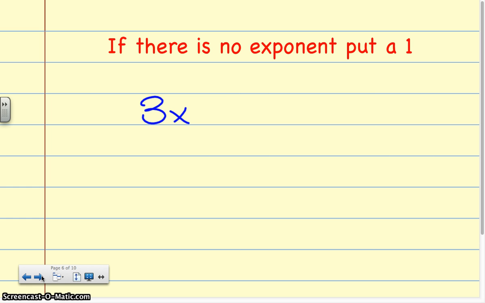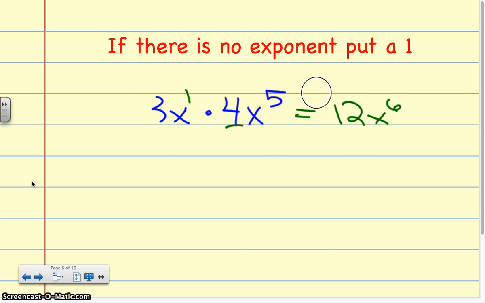If I had 3x times 4x to the 5th, I want you to simplify this, please. Simplifying this one, I always deal with my coefficients first. So I just go 3 times 4 is 12, and then I know I have a base of x. X to the 5 plus 1, which is 6. Because there's no exponent there, there's always that unspoken exponent of 1. Okay? All right, I want you to simplify another one.